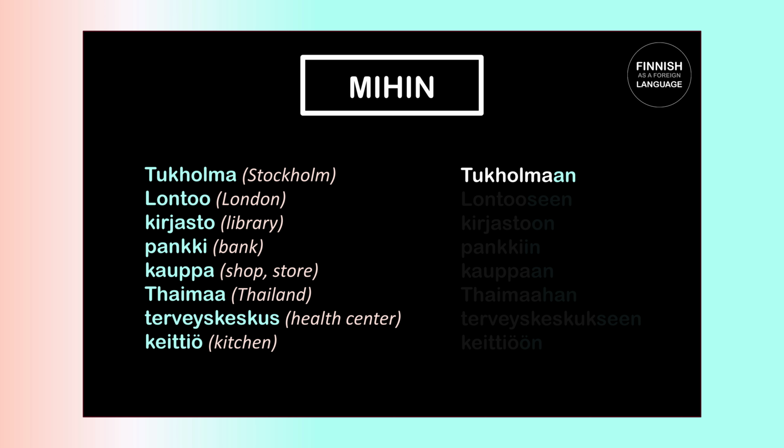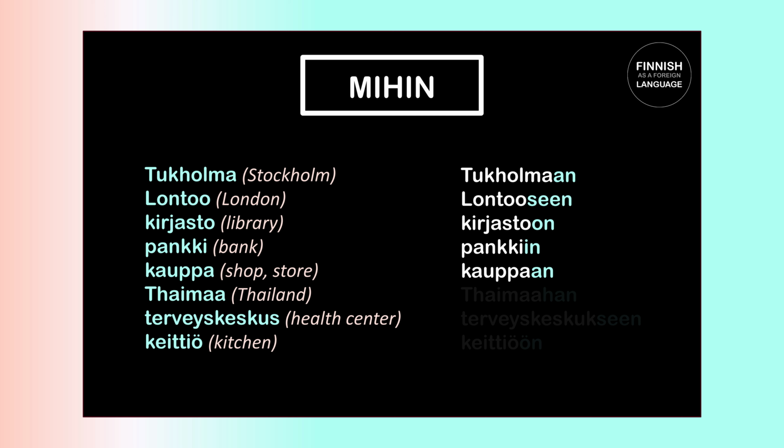Lontoo, which means London, changes to Lontooseen, to London. Kirjasto changes to kirjastoon, into the library or to the library. Pankki, which means bank, changes to pankkiin, which means to the bank or into the bank. Here it's important to mention that for the illative case we always use the strong grade. So that's why the double K doesn't change here. Also same with kauppa, which means store, changes to kauppaan, to the store or into the store.